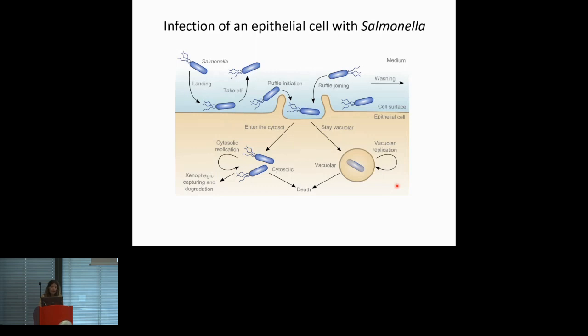stochastic PetriNet. So, we want to consider the infection of an epithelial cell with salmonella, and we have here several processes: the landing, the takeoff. Here we have also a near surface swimming. Then we have a ruffle initiation, and also a ruffle joining to build a huge ruffle, and through that ruffle, salmonella goes into the epithelial cell.